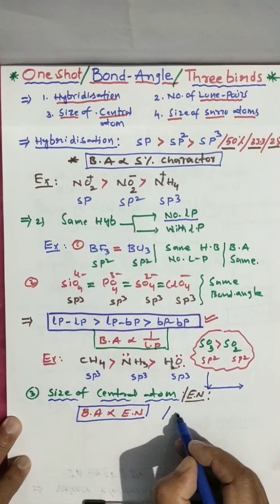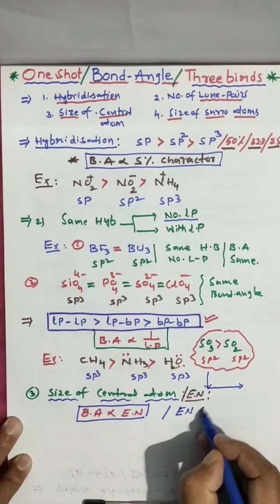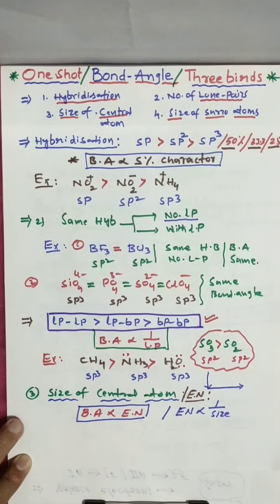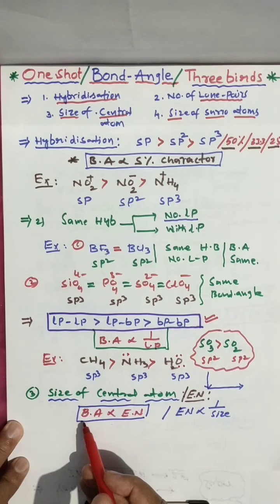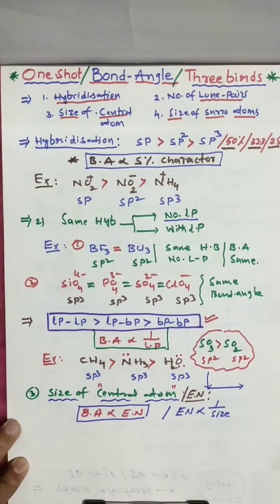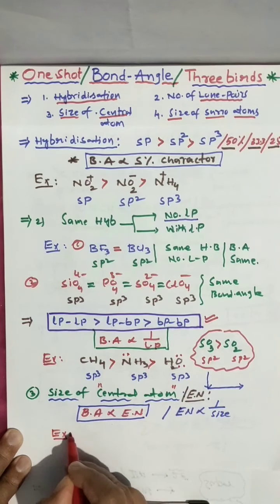Clear? Electronegativity and size. So electronegativity is inversely proportional to size. The smaller the size, the more the electronegativity, and the more the bond angle. That is in terms of the central atom. Clear? I will go for an example now, then it will be easy for you.